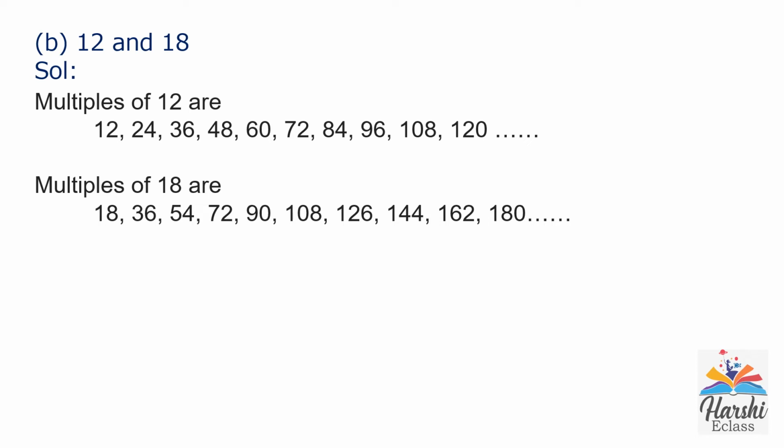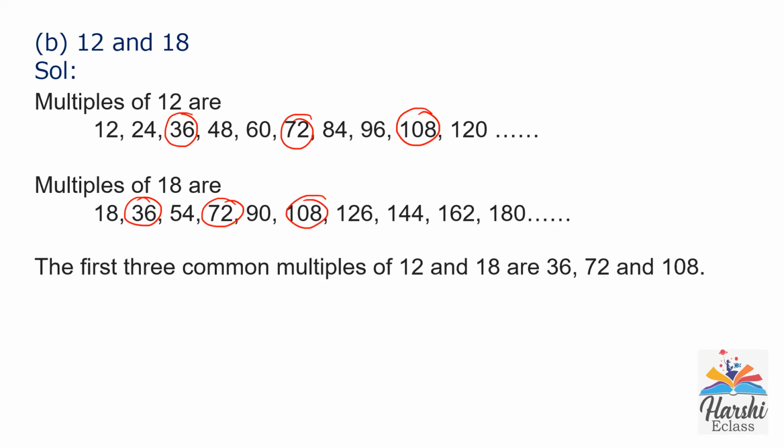So, we will compare the multiples of both 12 and 18 to find the common multiples. 36 is the first common multiple here. After that, 72 is the second common multiple. Then 108 is the third common multiple of 12 and 18. The first three common multiples of 12 and 18 are 36, 72 and 108.